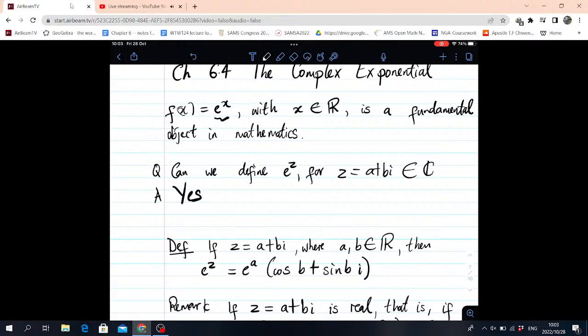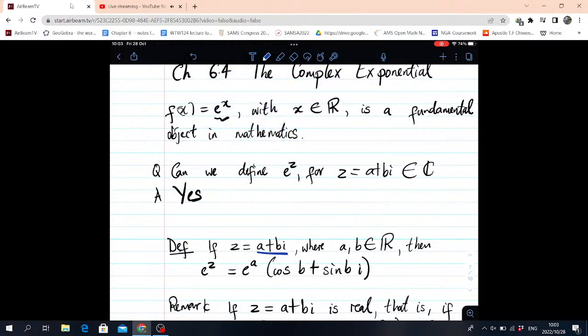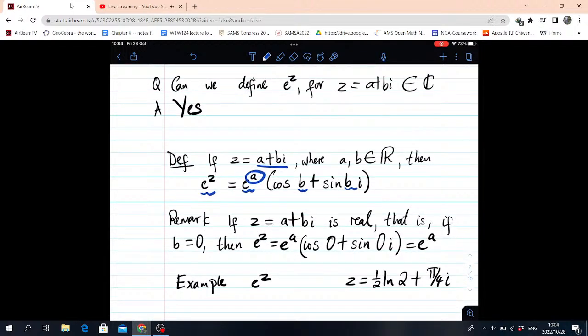If you've got a complex number z, which is a plus bi or a plus ib, where a and b are real numbers, then e to the z is going to be equal to e to the a times cos b plus i sine b. So basically, you're going to have e to the real part, and then cos and sine of the imaginary part, cos b plus i sine b, like that.